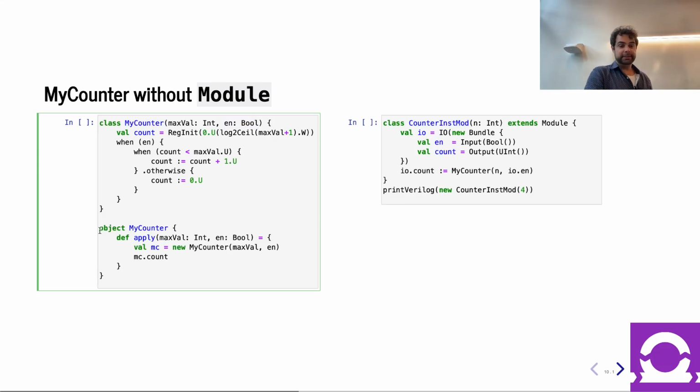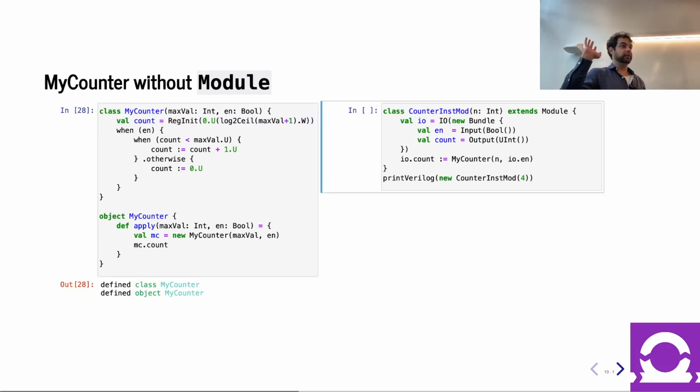Then using the companion object, we're actually going to instantiate this, right? So my counter apply is going to instantiate this thing. Now here's the interesting part: it's actually going to return mc.count. So it's not returning MC to the user, it's returning mc.count. mc.count, of course, is the register, but it's also the output register, if we read this as an output. So this is totally fine, right? No errors.